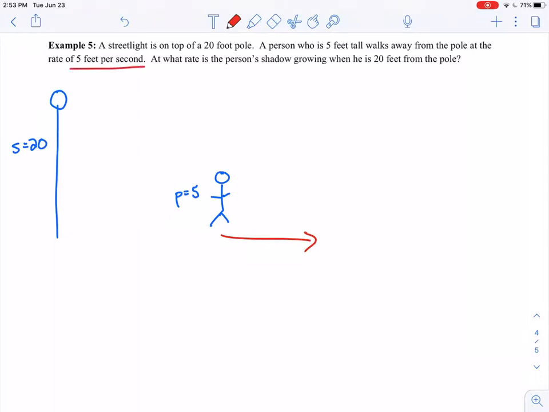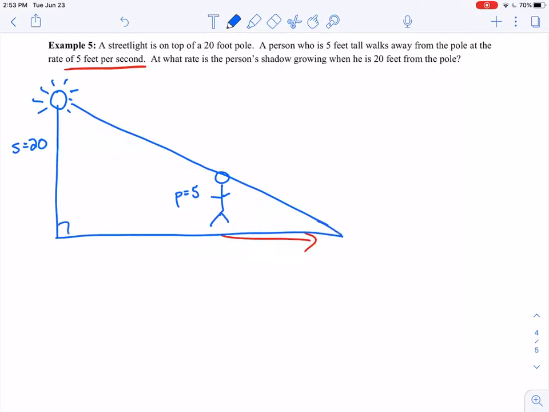Let's come back to this number here. I want to revisit that later on. At what rate is the person's shadow growing? So, okay, we're talking about the person's shadow. If you think about this street light, it's casting light, it's going to hit this person, and then this distance right here is the shadow. So we have another right triangle. Again, surprise, surprise. Here is this distance right here. This represents the person's shadow.